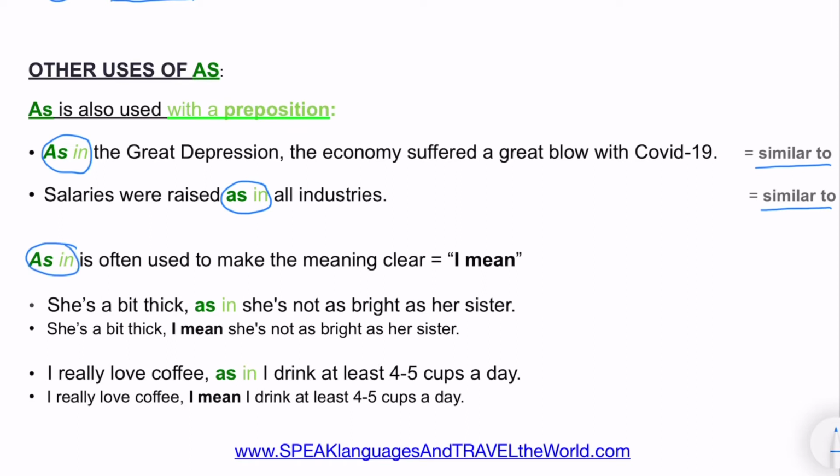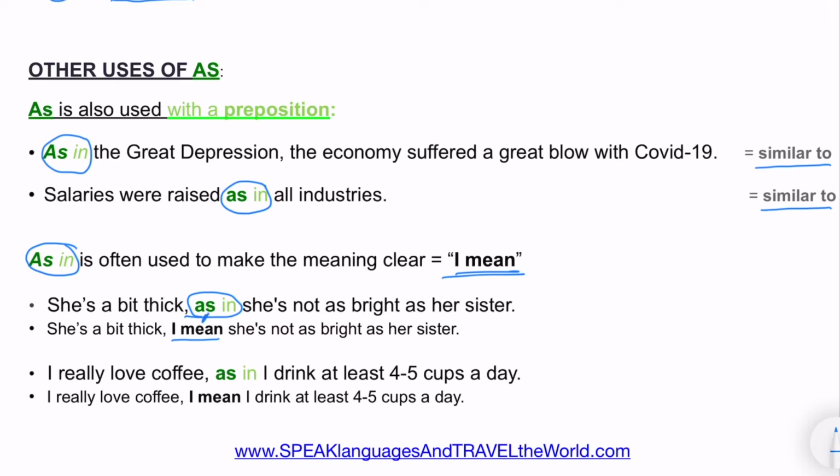As in is often used to make the meaning I mean. She's a bit thick, as in she's not as bright as her sister. So thick means the opposite of bright. It means you're slow at understanding, and bright is you're fast at understanding. She's a bit thick. I mean she's not as bright as her sister. So I mean is equivalent to as in.